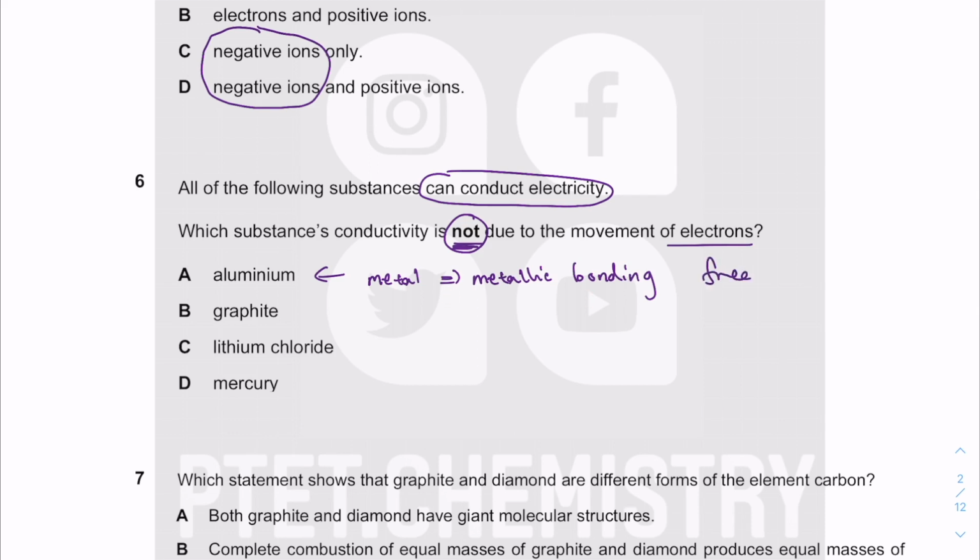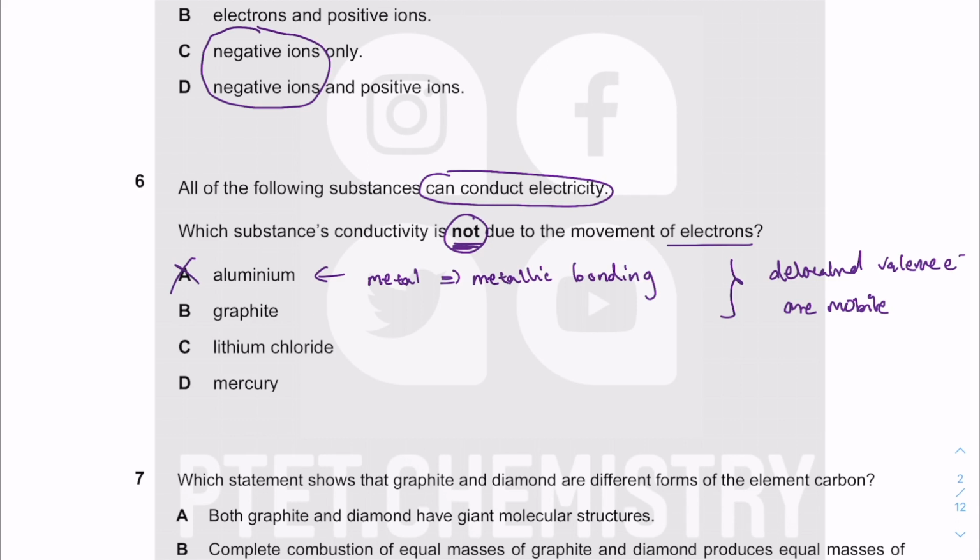It's to do with free delocalized valence electrons that are free to move. Okay, so we said the delocalized valence electrons are mobile or free to move, therefore they can conduct electricity. So not A, because it asks for not due to electrons.